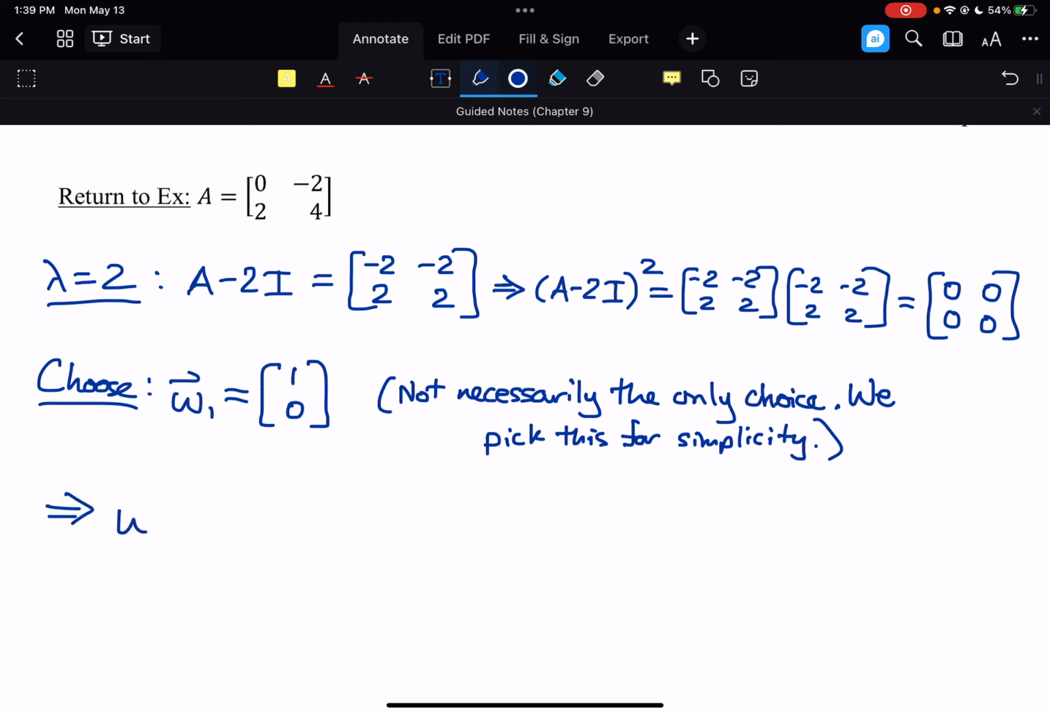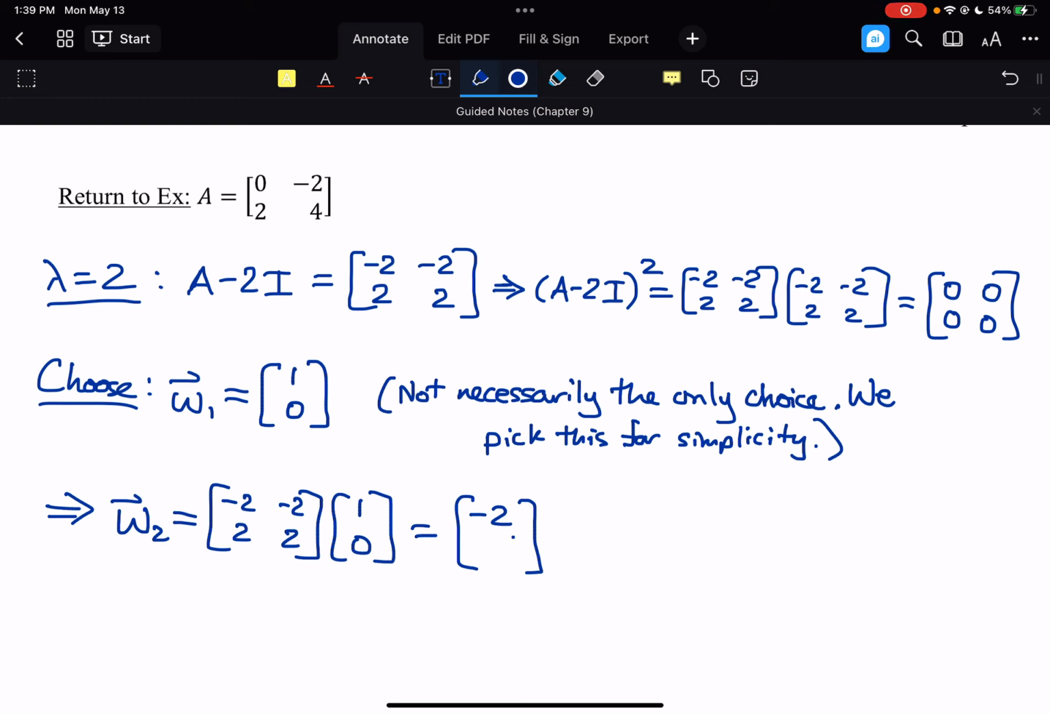So if we choose that for W1, W2 is A minus 2I times W1. And when we look at the calculation, we get negative 2 times 1 plus nothing, so that's negative 2. And then 2 times 1 plus nothing is 2. Essentially what this is doing is just taking the first column, negative 2, 2, which is a multiple of that eigenvector that we had back at the beginning. So this is an eigenvector, one of the eigenvectors of that same form. So this is a valid choice for W1, because it gave us W2 as an eigenvector, and if we were to multiply it by this, it would produce the zero vector.